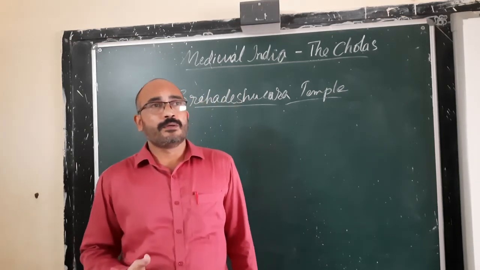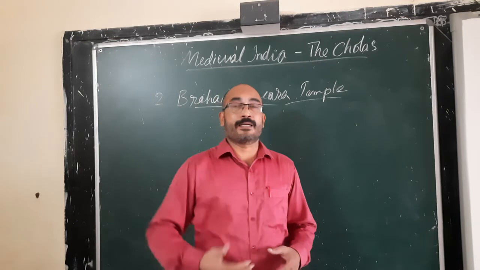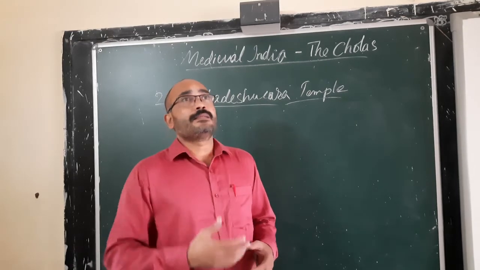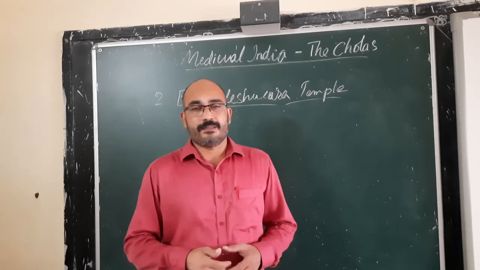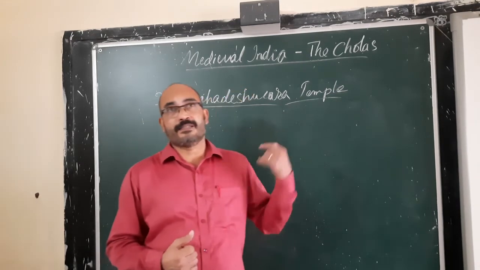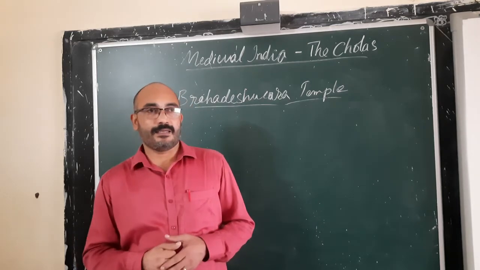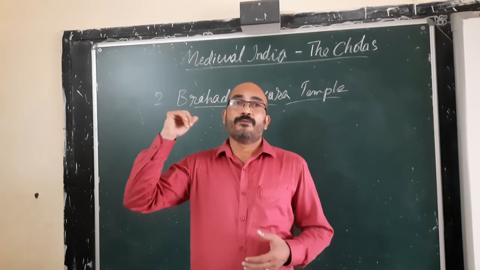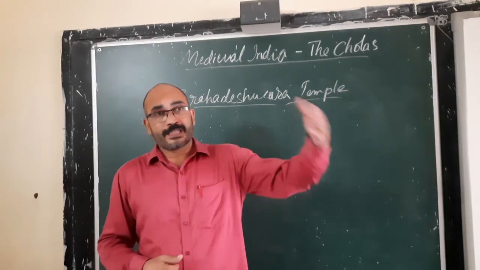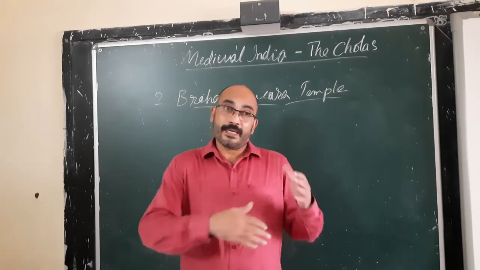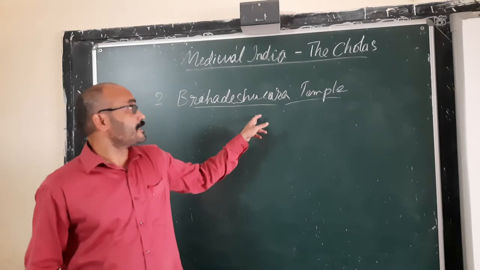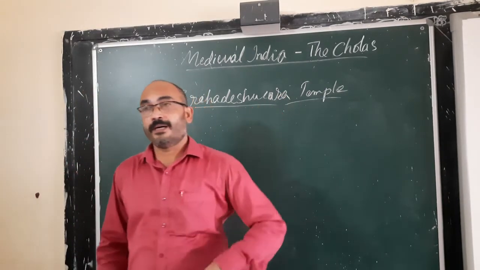When we were learning about the Gupta period, we learned the temple architecture. During the time of the Guptas, they built a temple at Devagarh, that is called the Dashavatara temple. And what was the style used for constructing this temple? That is called the Nagara style. The temples built in North India were built in a different style, called Nagara style, whereas the temples built in South India are also in a different style, and that style is called the Dravidian style. And the Brihadeshwara temple is the best example for the Dravidian style of temple architecture.